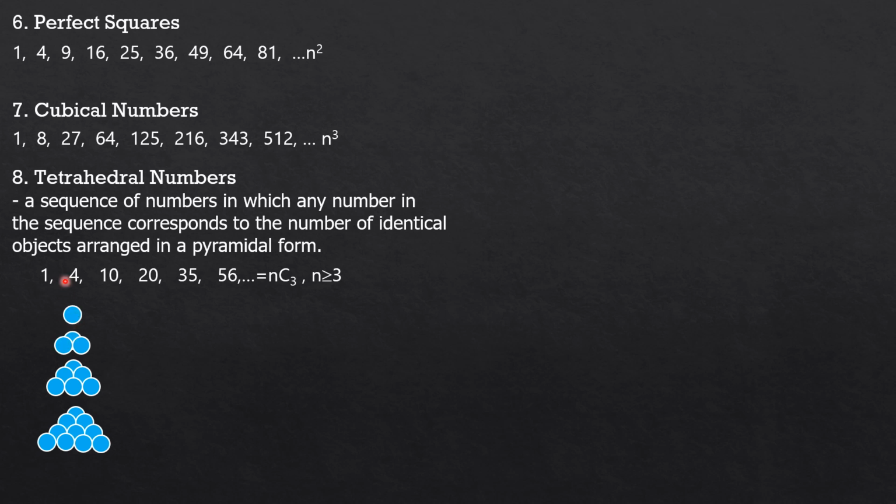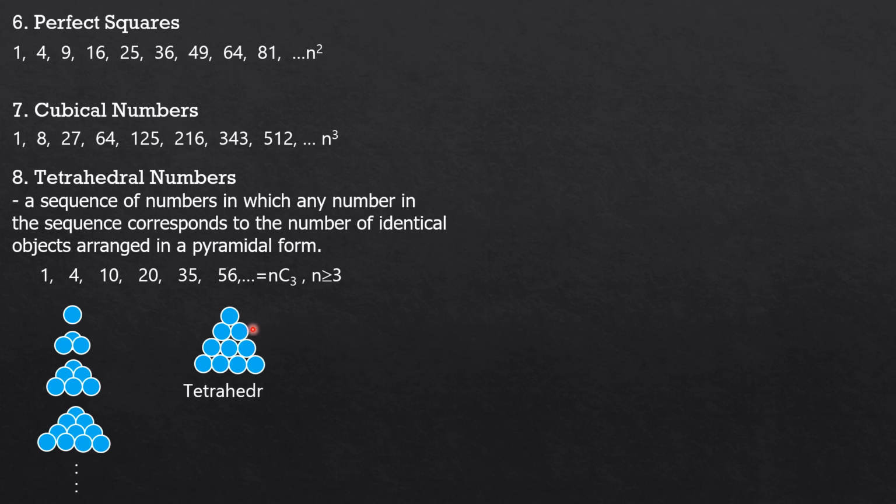So 1 plus 3, 4, plus 6, 10, plus 10, 20. Next is 15, 20 plus 15, 35. After 15, 21. So 35 plus 21, 56. After 21, 28. 56 plus 28, 84. After 28, 36. So 84 plus 36 is 120, and so on and so forth. So that's it. That's tetrahedral numbers. So the number of objects here in the topmost layer is 1.